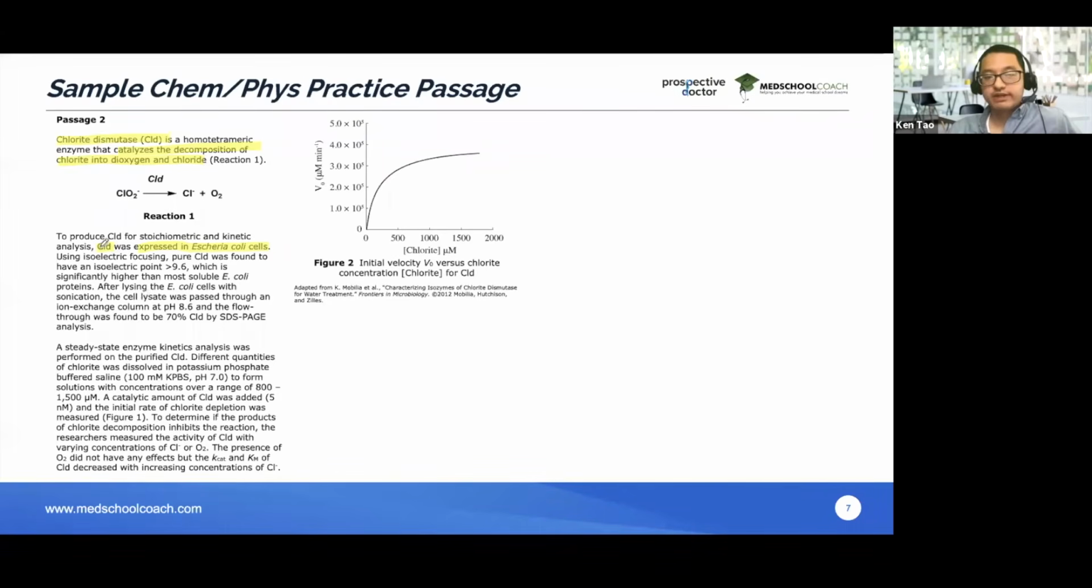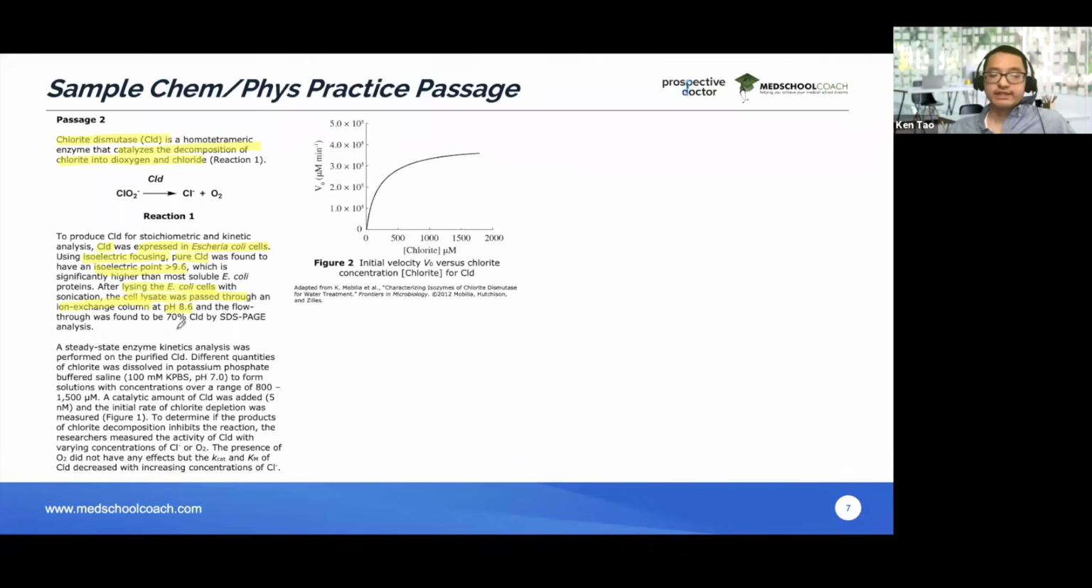So they expressed chloride dismutase in E. coli cells. They used isoelectric focusing, and they found that pure chloride dismutase has an isoelectric point greater than 9.6. And they say that this is significantly higher than most soluble E. coli proteins. And then after lysing the E. coli cells, the cell lysate was passed through an ion exchange column at pH 8.6.